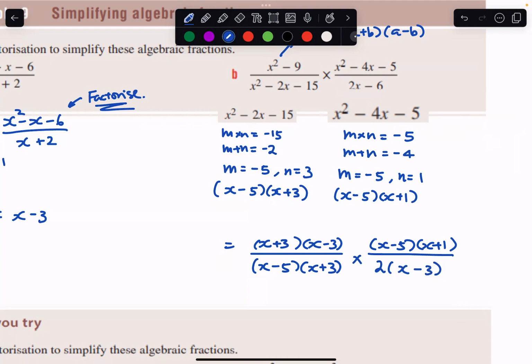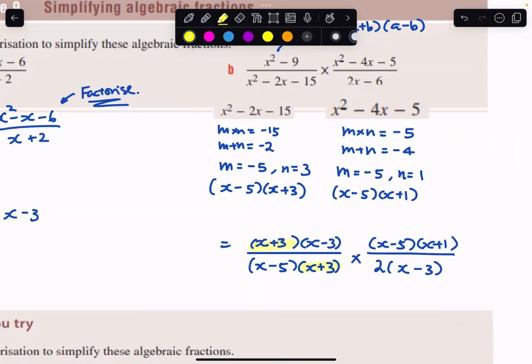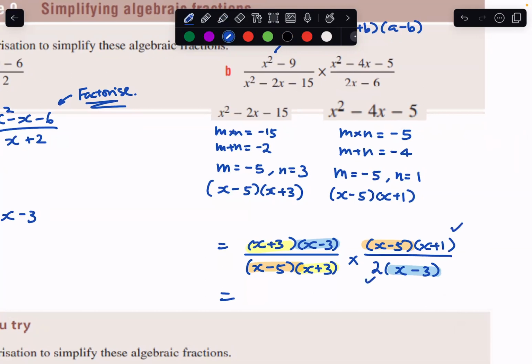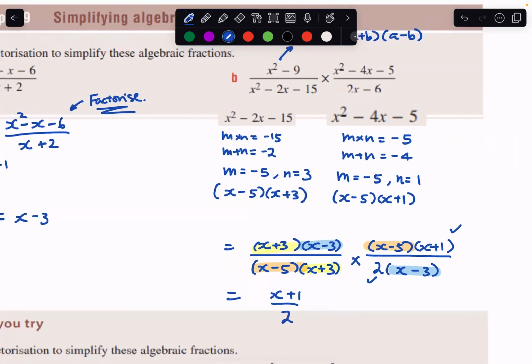All right, so now we can cancel. x plus 3 and x plus 3 got canceled. And then we have x minus 5 and x minus 5 here got canceled. And then we have x minus 3 and x minus 3 here got canceled. So we basically cancel everything, and then we only have x plus 1 and 2 left: x plus 1 on top and 2 at the bottom. All right, we finish.